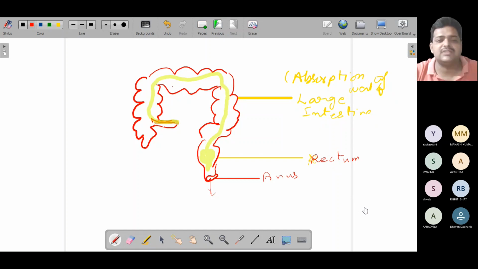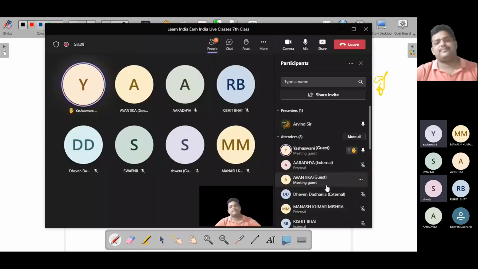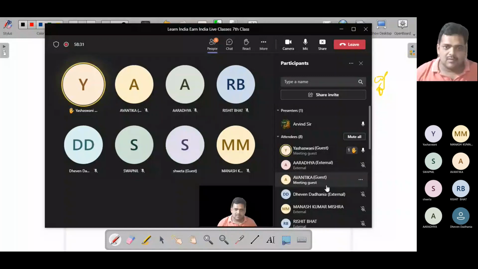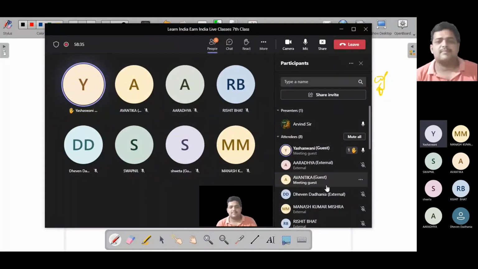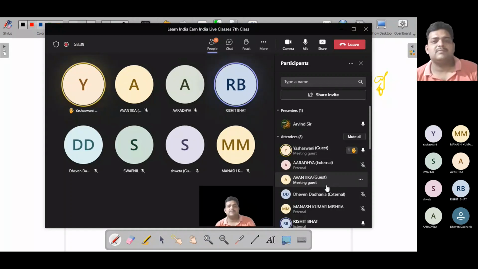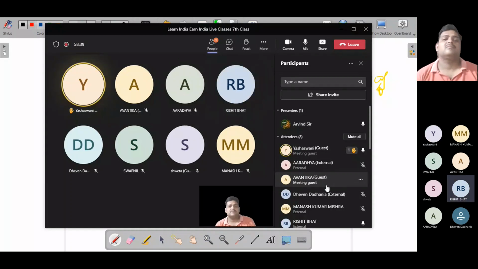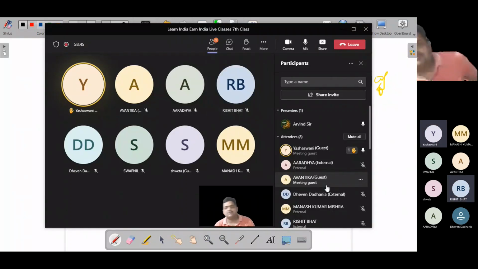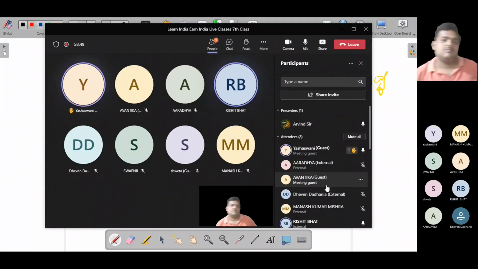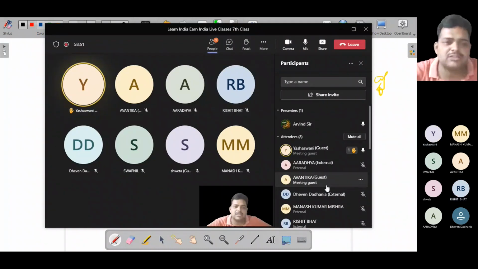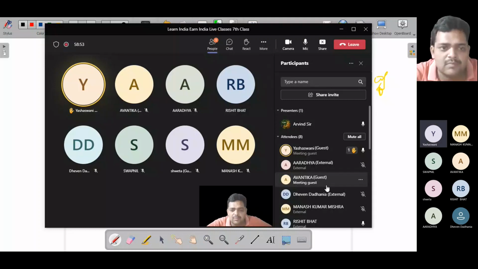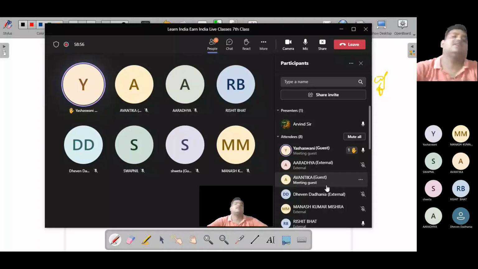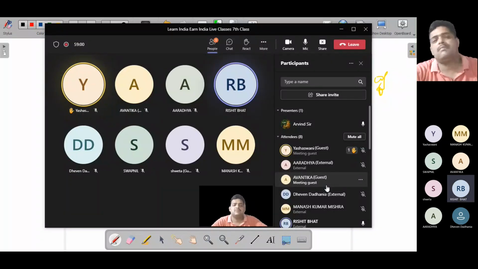Now, shall I ask the questions again? Sir, I have a doubt. Yes, anyone wants to ask anything? Yes, sir. Okay, Yashaswini, you also have a doubt? Yes, sir. Okay, so let's start with Rishit and then with Yashaswini. Yes, Rishit, what is your doubt? Sir, can you show the diagram once again?